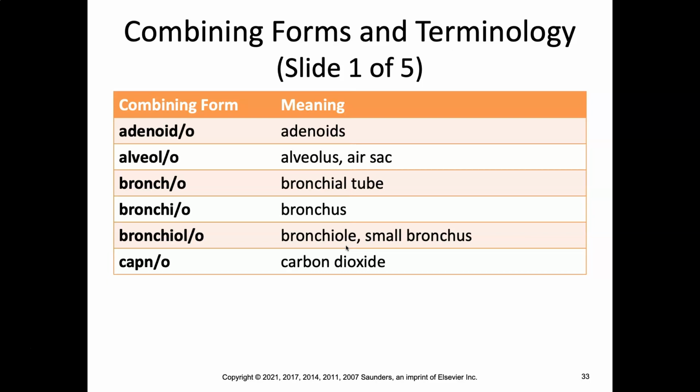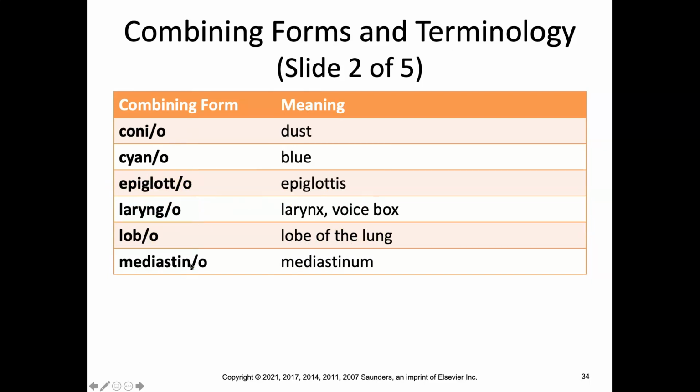All right, combining forms. Remember our lovely equation: you have a root plus a combining vowel equals a combining form. Here we have adenoido, alveolo, broncho, and bronchio. So watch out, broncho and bronchio are different. And bronchiolo. Watch out for these because they do mean different things, and they're spelled just a little bit differently. Capno, conio, cyano, epiglotto, laryngo.